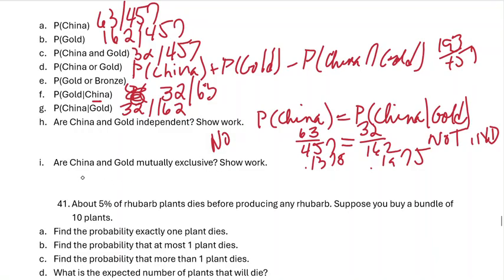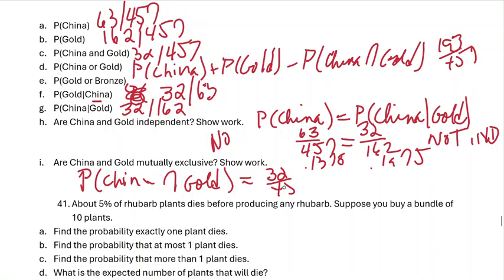The second one, are China and gold mutually exclusive? If something is mutually exclusive, then the probability of A and B equals 0. Well, the probability of China and gold is equal to 32 over 457, not equal to 0, so not mutually exclusive.